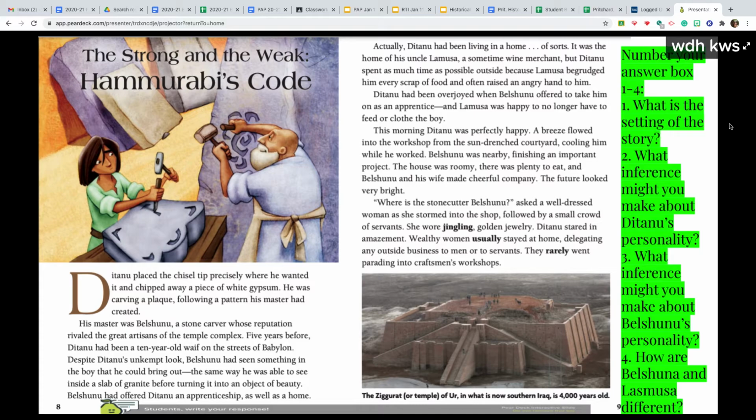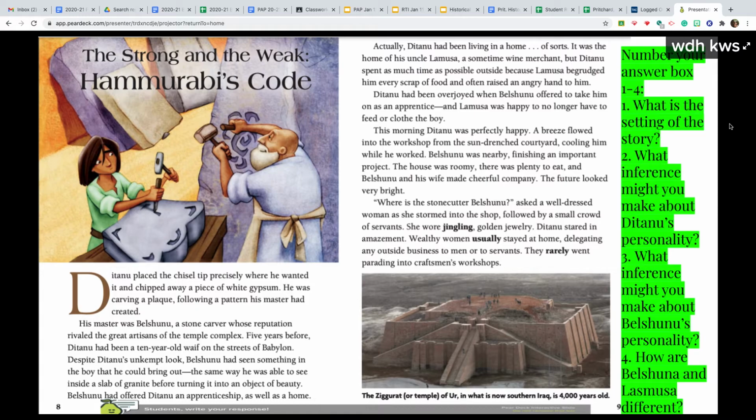"Where is the stonecutter Belshunu?" asked a well-dressed woman as she stormed into the shop, followed by a small crowd of servants. She wore jingling golden jewelry. Dotanu stared in amazement. Wealthy women usually stayed at home, delegating any outside business to men or to servants. They rarely went parading into craftsmen's workshops.